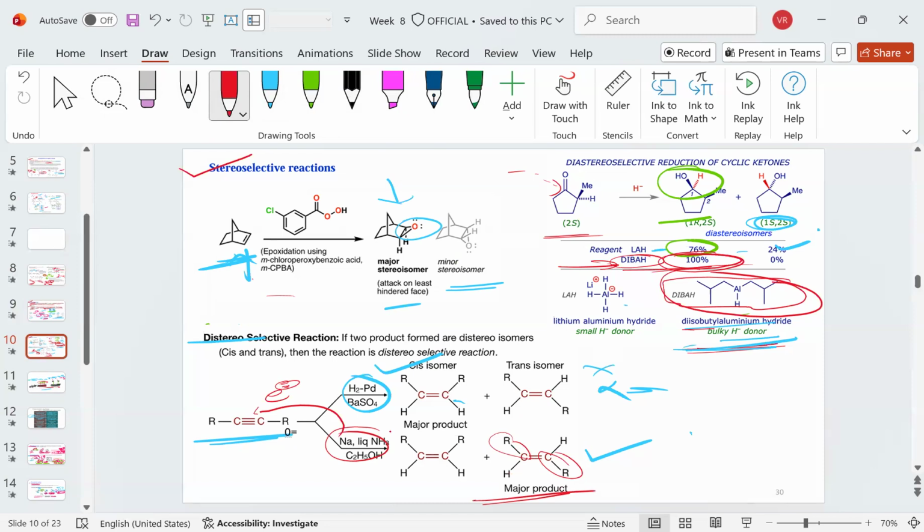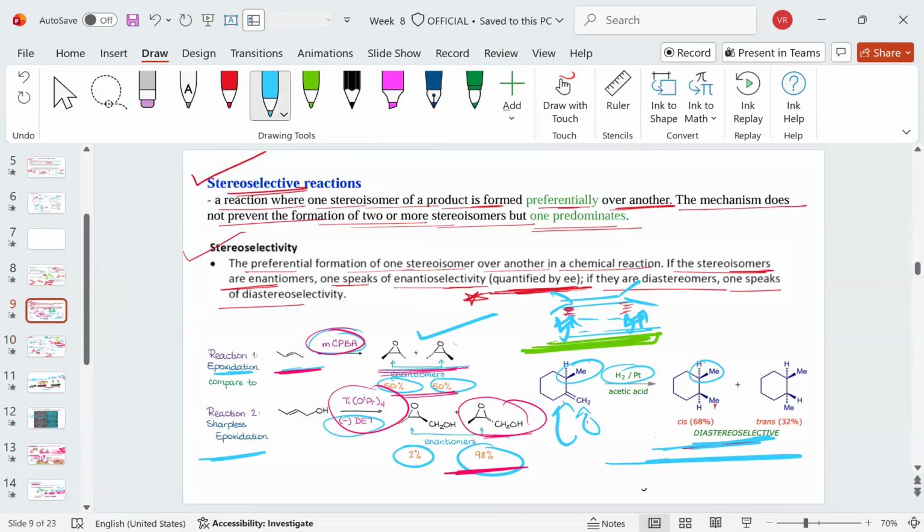So these are also examples of a stereoselective reaction, and particularly it is diastereoselective, because the formed products are diastereomers of each other. Therefore we call it diastereoselective. In some cases, as in the lithium aluminum hydride reduction example we have seen, since one chiral center was already present, this reaction is also called a diastereoselective reaction.